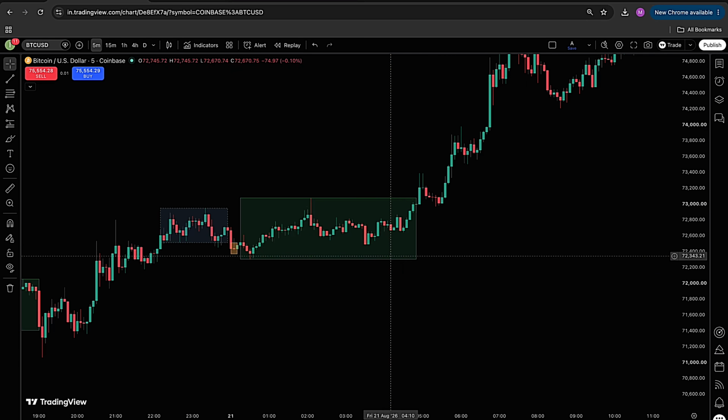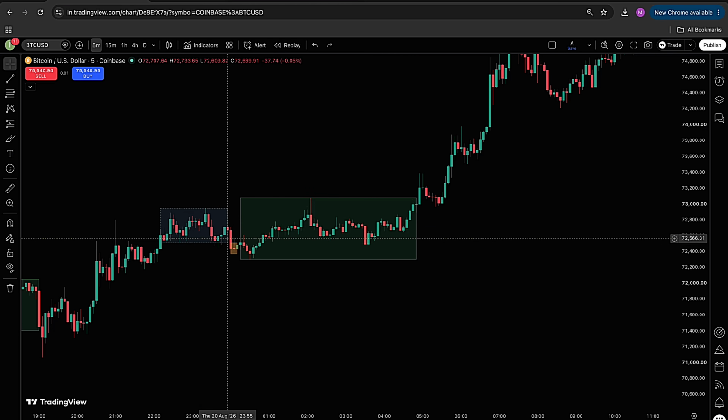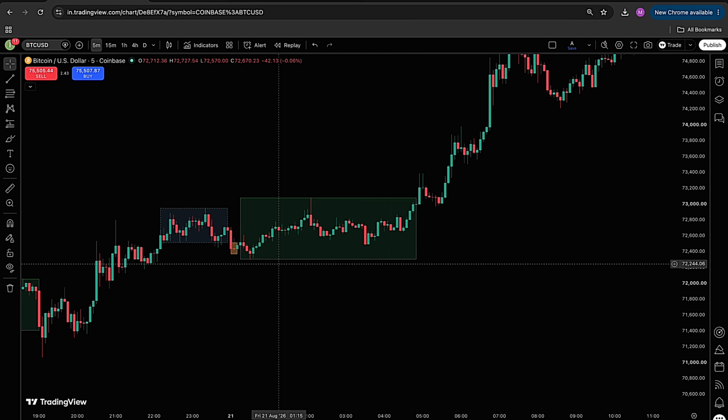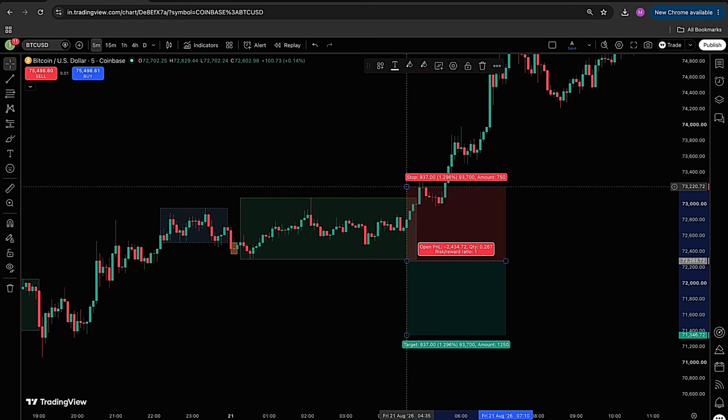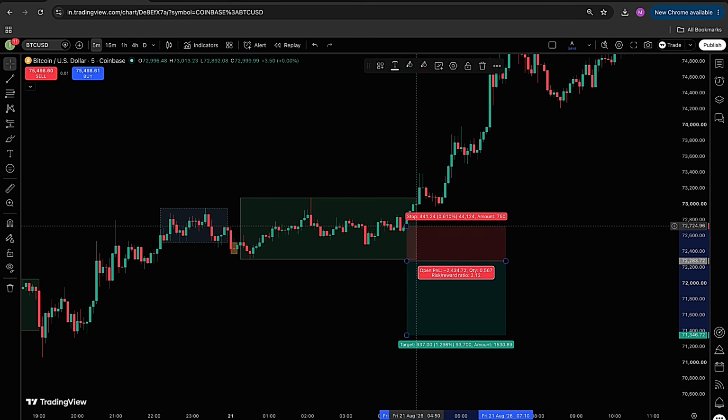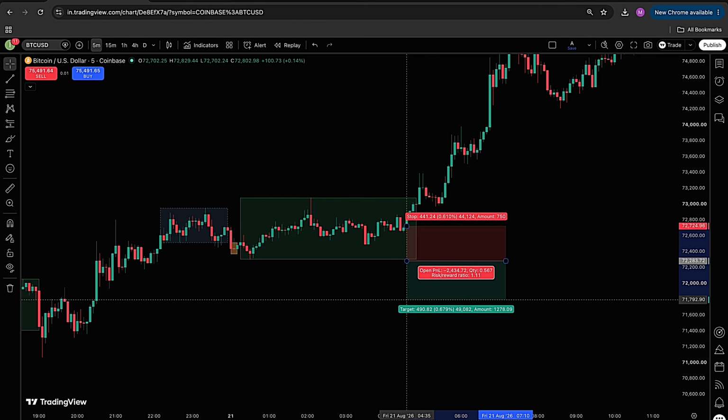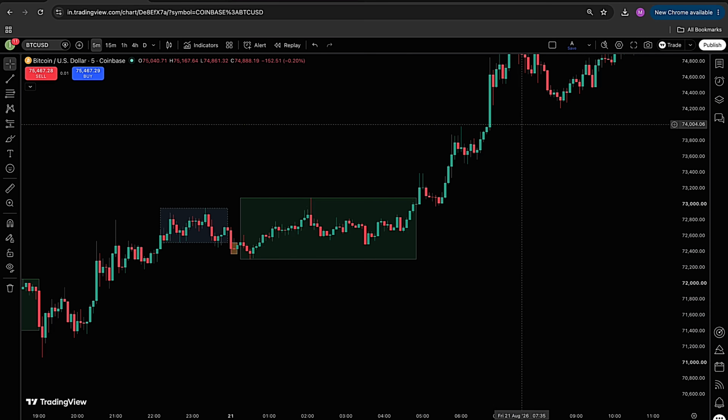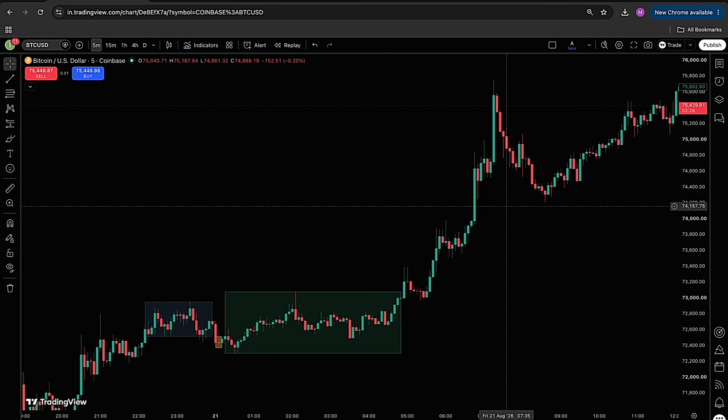So the first rule for the selling side will be that an accumulation phase must form, a manipulation phase must form, and a distribution phase must form. Our second rule will be our candlestick should close below this distribution phase. And the third rule will be that if we have taken a selling position, our stop loss will be at the swing high. Our target will be 1:1, and after that, 1:2 for the selling side as well. So these are the three rules for the buying side and the selling side.